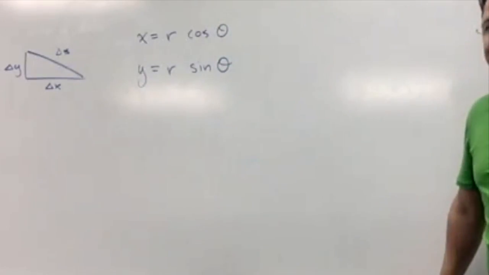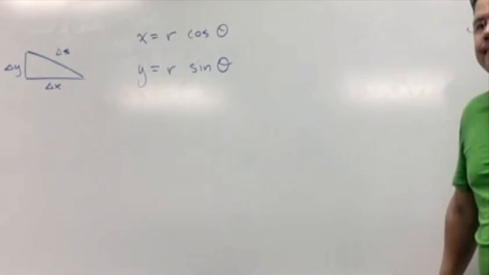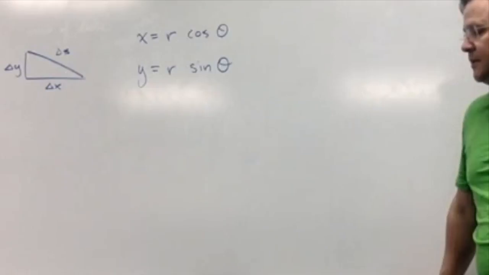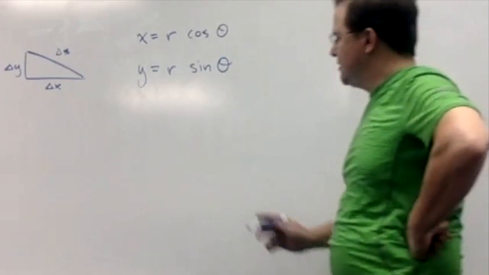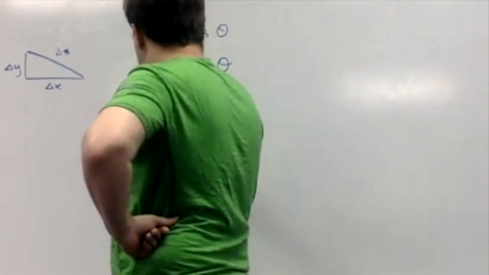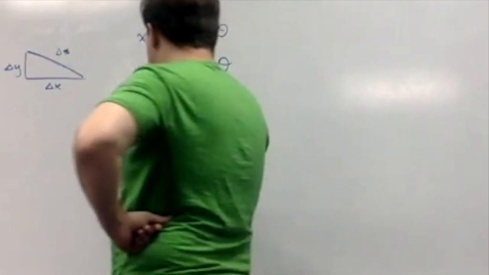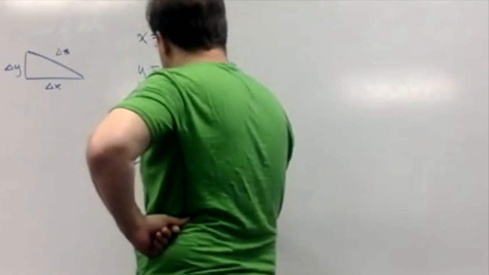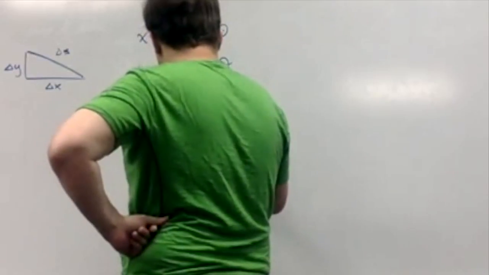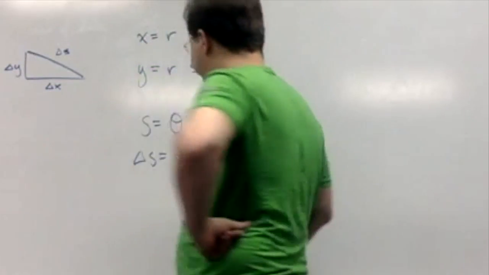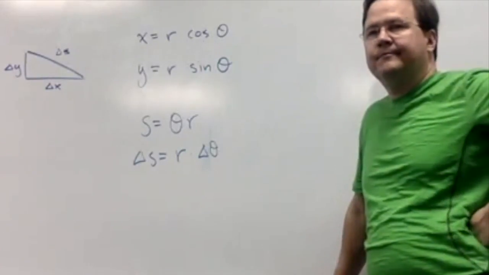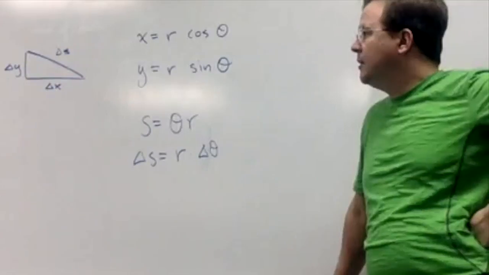Is it not safe to say that delta r times delta theta equals delta s? Is that not the same as delta s? Well, actually, that's a good idea too. s is theta times r, angle times r. So that means delta s, oh, that's even better, is r times delta theta. But it would have to be delta r too, right? Because you said it's not a circle.